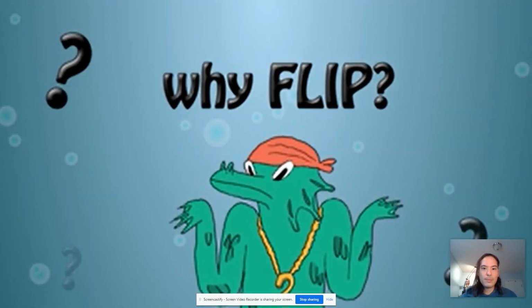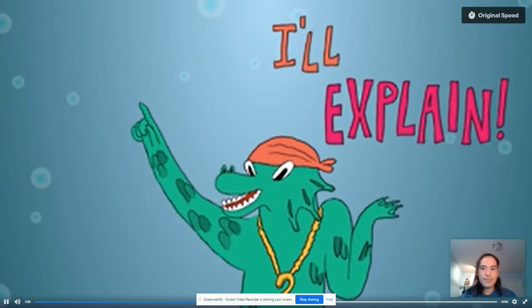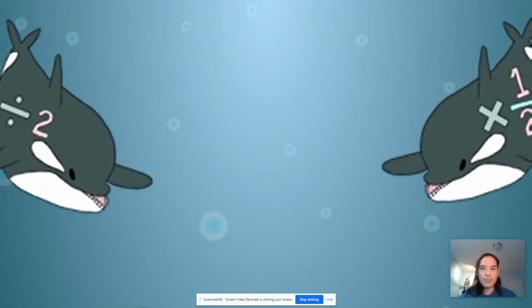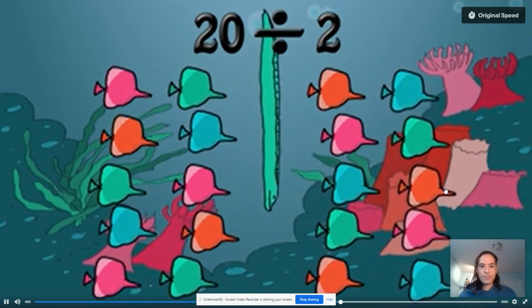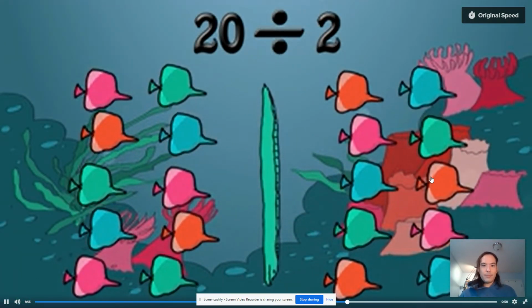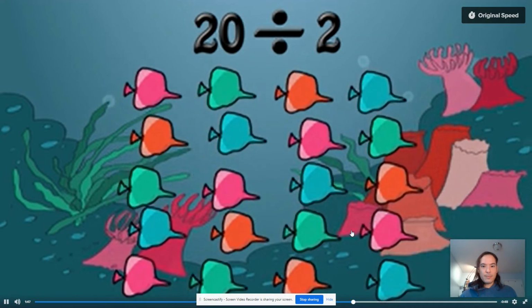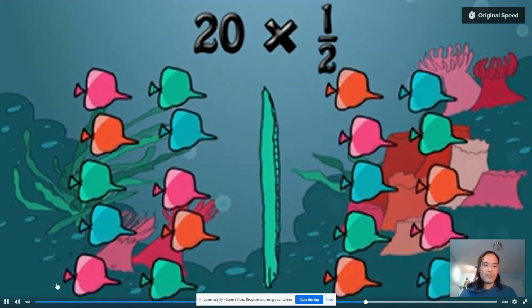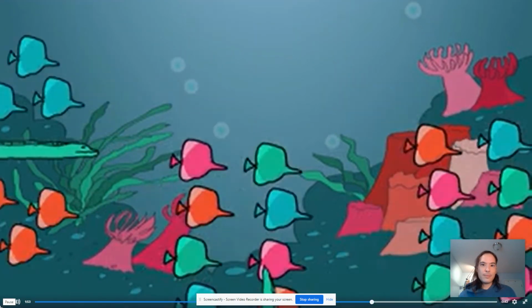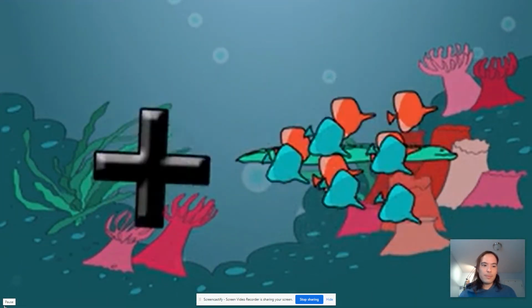Why do we flip it? I'll explain the math. Dividing by 2 is the same as multiplying by half. 20 students in your class divided by 2 would be 10 students. 20 students in your class times half is 10. You'll get the same thing at the end. Dividing is multiplying by the reciprocal.